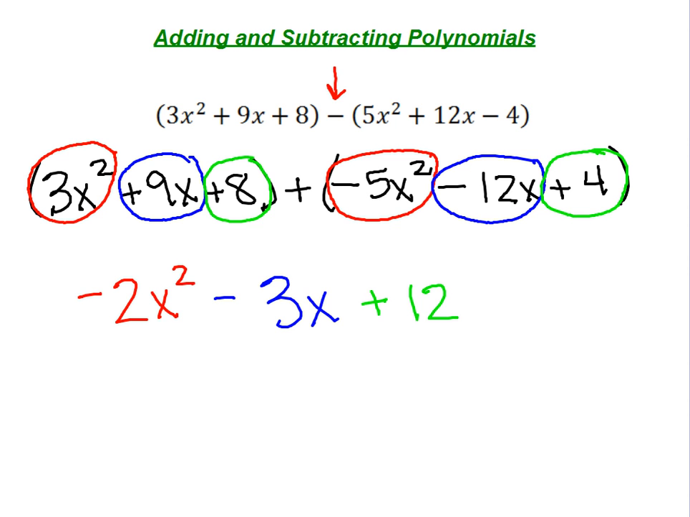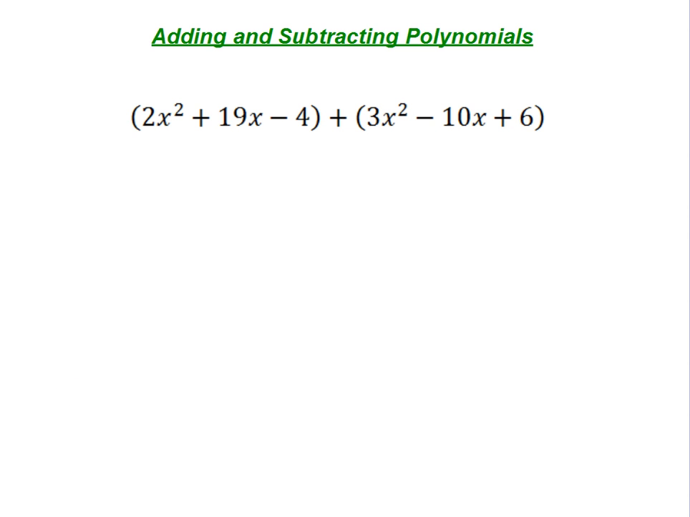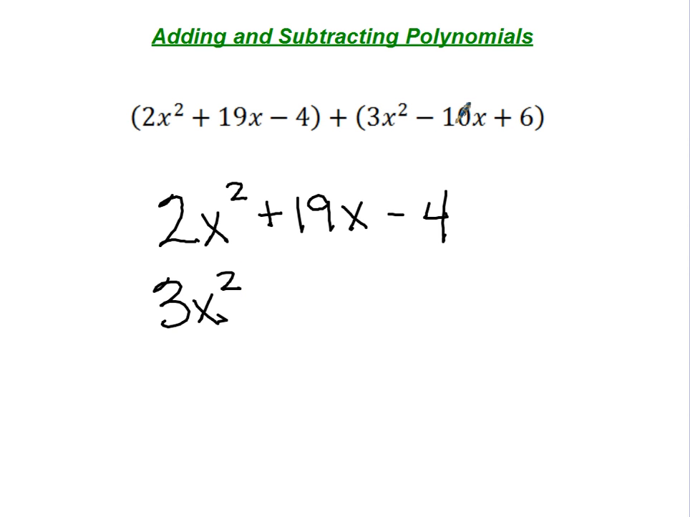Now the other method that I like to use is called stacking. You're simply going to line up the first polynomial and the second polynomial as far as matching terms, just like a regular addition or subtraction problem that you're used to seeing. So I'm going to rewrite my first polynomial, 2x squared plus 19x minus 4. And then I'm going to match the second polynomial with the first polynomial. So my 3x squared will go underneath my 2x squared. My subtract 10x will go underneath this add 19x. And then my plus 6 will go underneath that subtract 4.